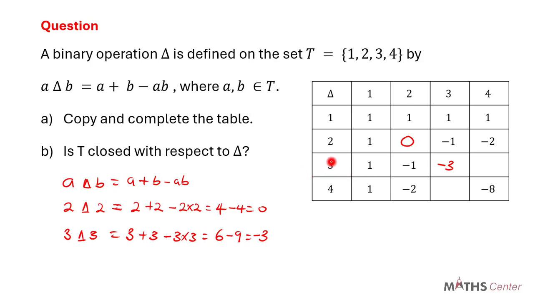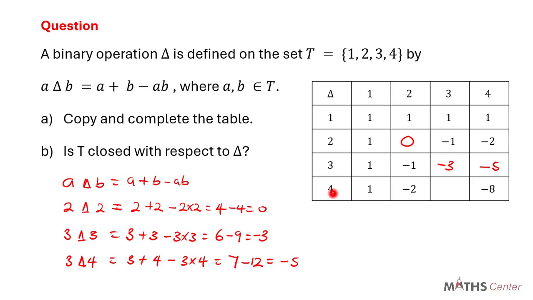The next one will be 3 delta 4. So 3 delta 4. By comparison, A will be 3, B will be 4. So we have 3 plus 4 minus 3 times 4. 3 plus 4 is 7. 3 times 4 is 12. So we are going to have 7 minus 12. And 7 minus 12 gives us negative 5. So 3 delta 4 gives us negative 5.